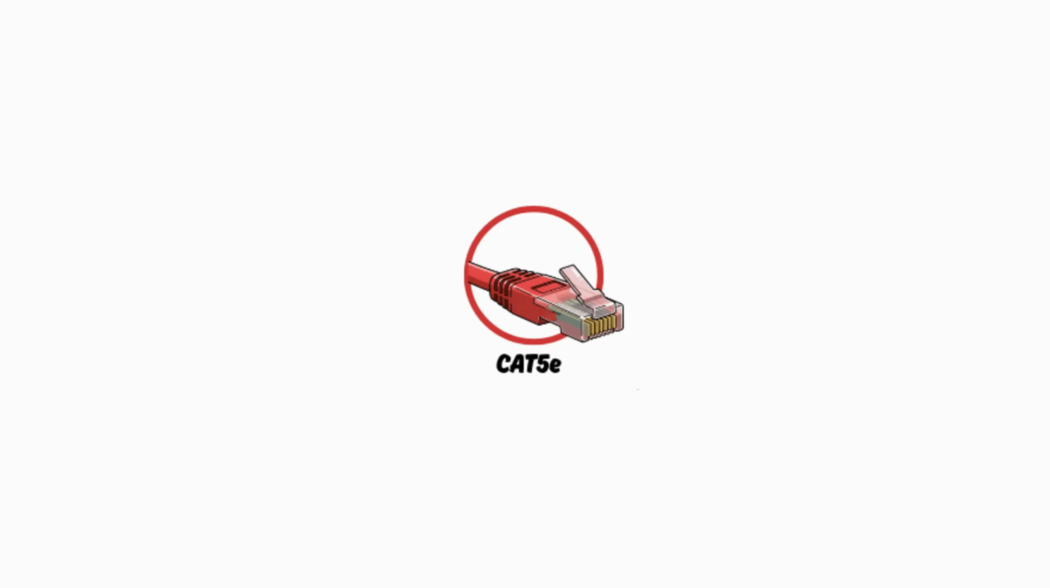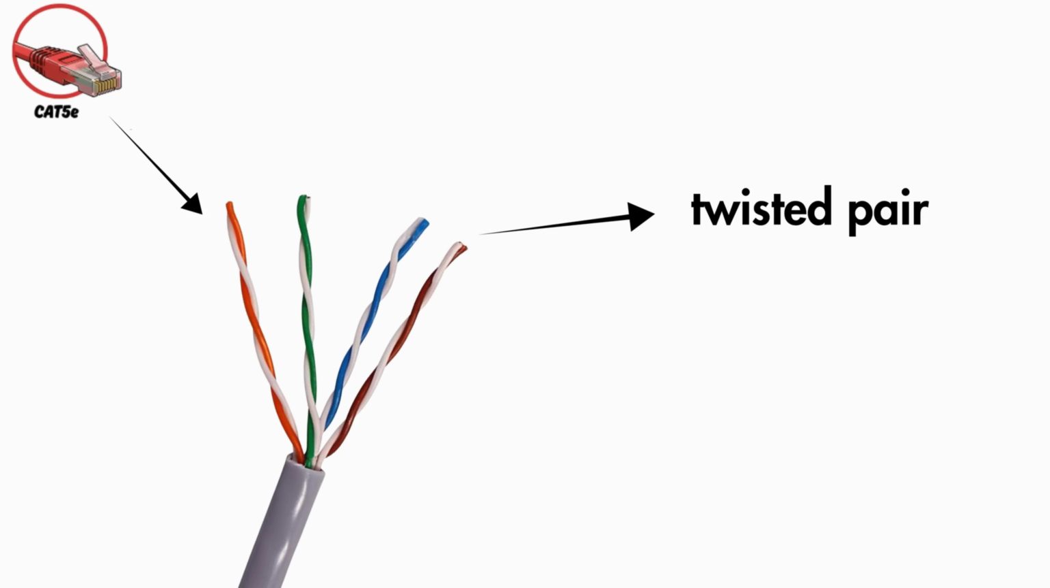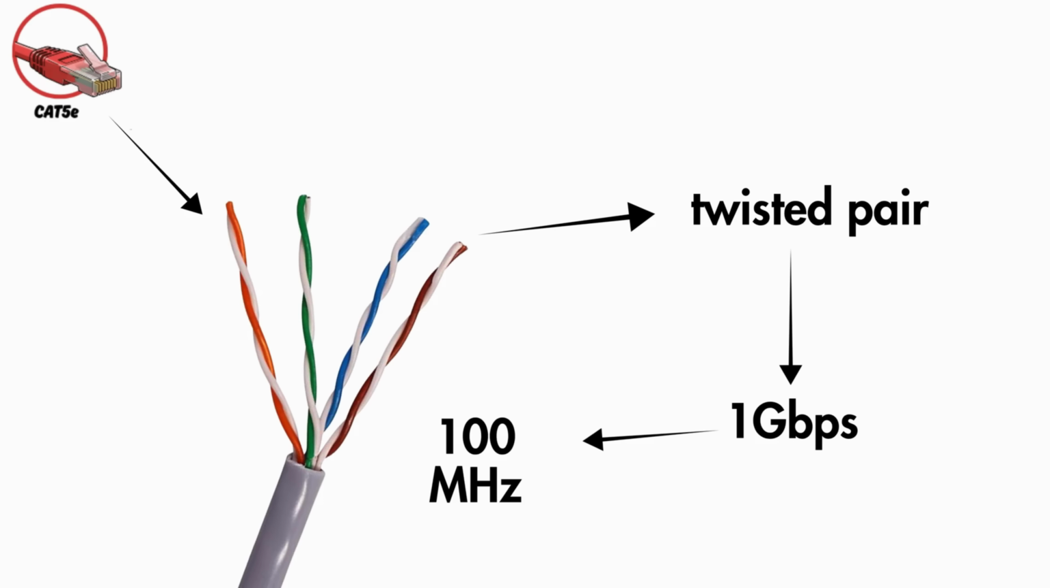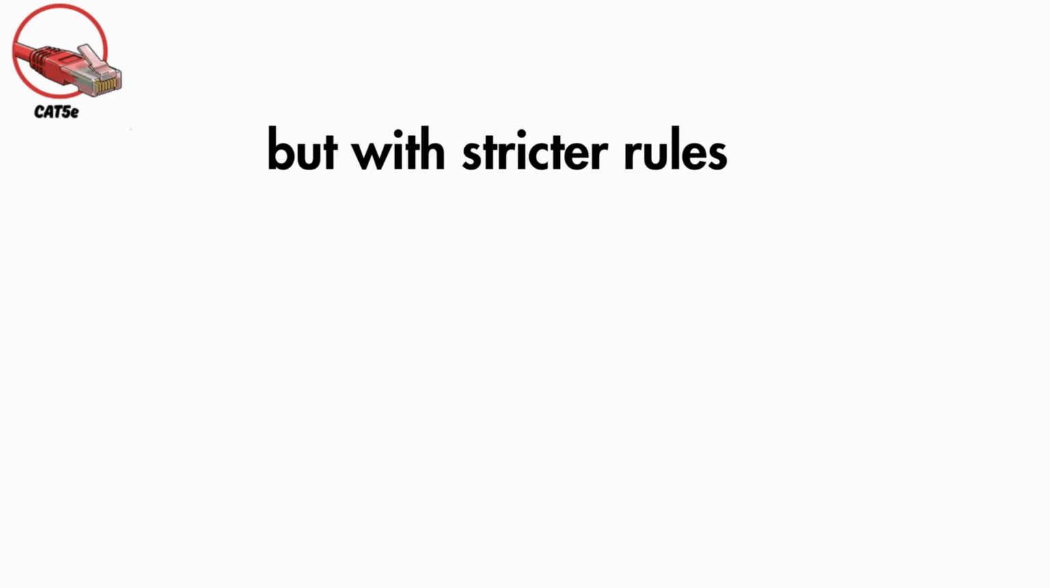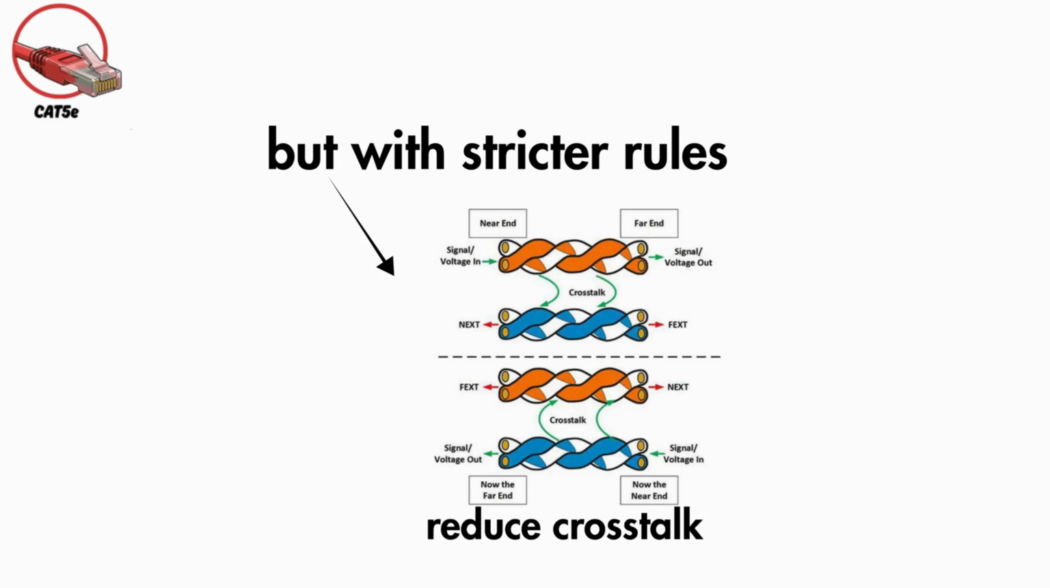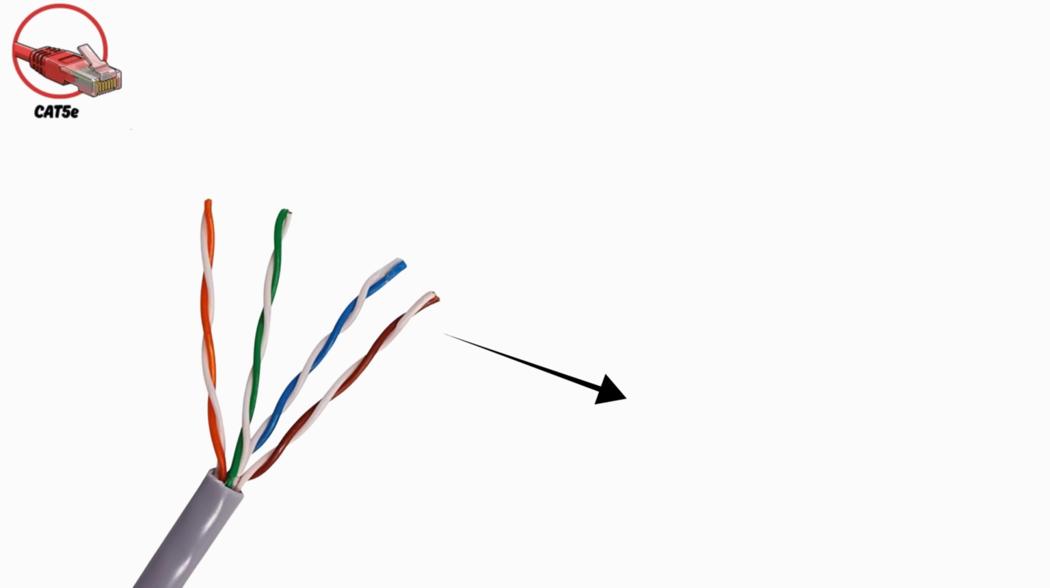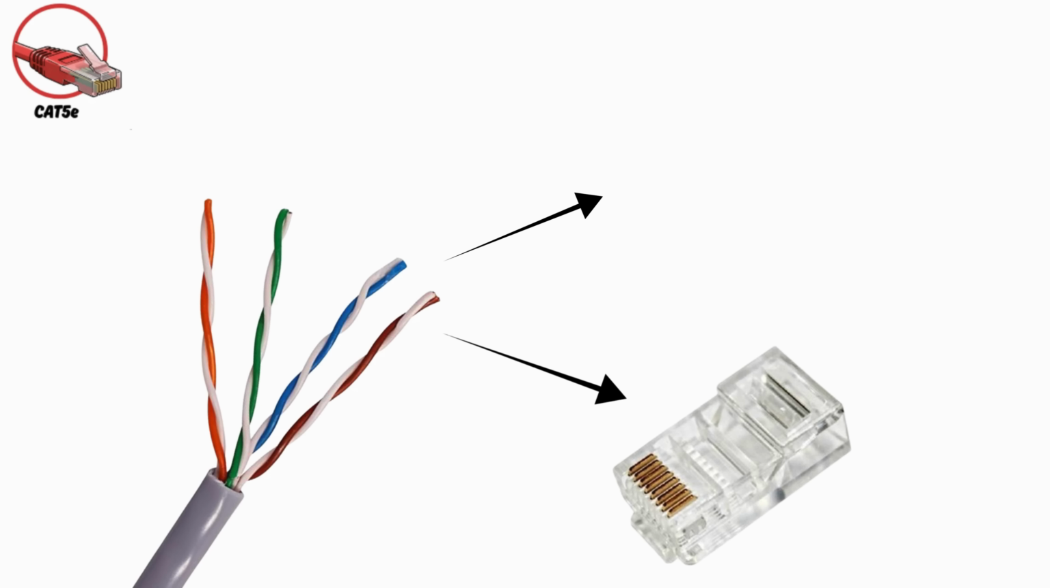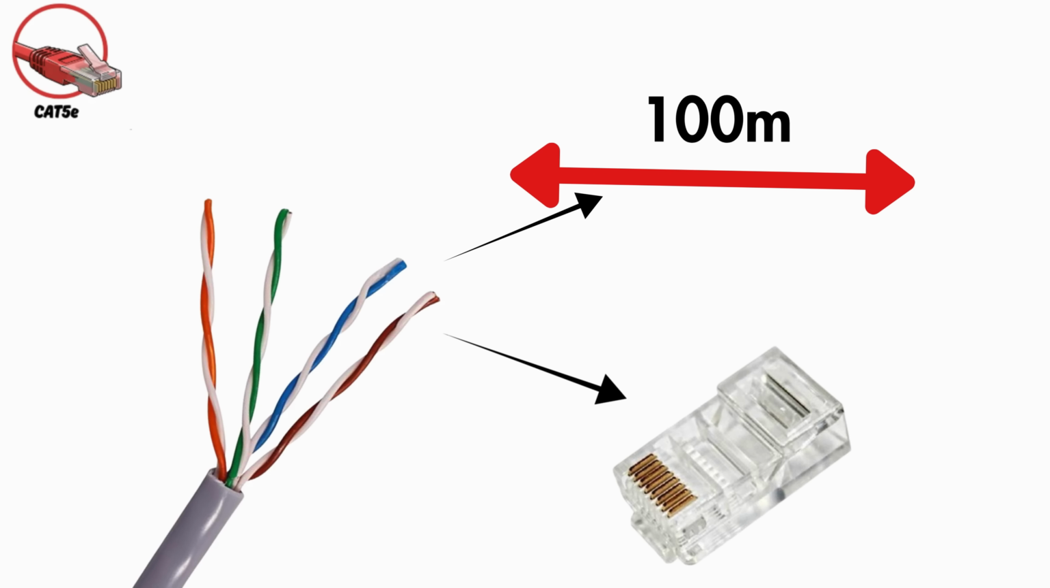a network. Category 5E, or 5E Enhanced, is one of the most common twisted pair Ethernet cables used today and was designed to support speeds up to 1 gigabit per second. It operates at 100 megahertz, just like regular CAT 5, but with stricter rules to reduce crosstalk, which improves signal quality and stability. Cat 5E typically uses the standard RJ45 connector and can run up to 100 meters in length without losing performance.